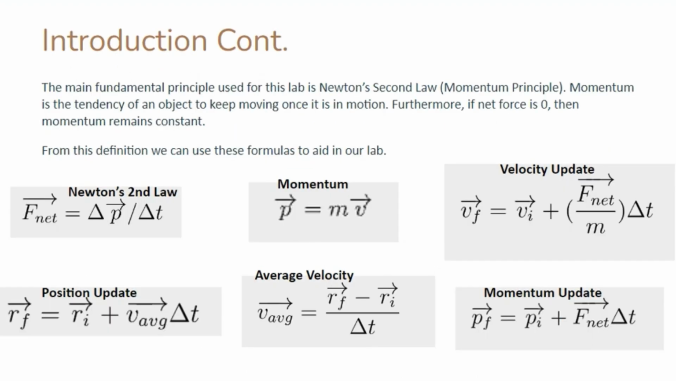The main fundamental principle for this lab is Newton's second law, or the momentum principle. Momentum is the tendency of an object to keep moving once it is in motion. Furthermore, if the net force is zero, then momentum is constant. We can use these formulas to aid in our lab. We first have Newton's second law. We have the definition of momentum. We have average velocity. We have velocity update, position update, and momentum update formulas as well.